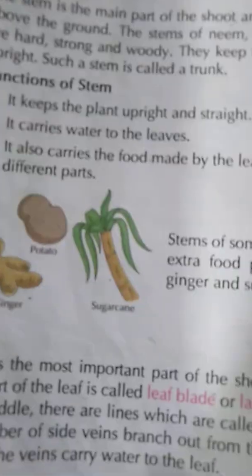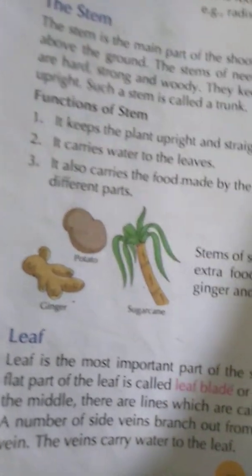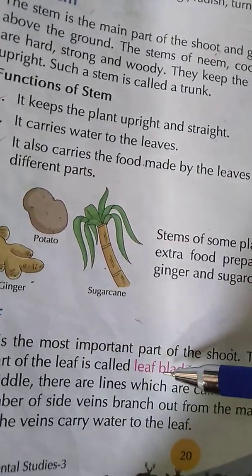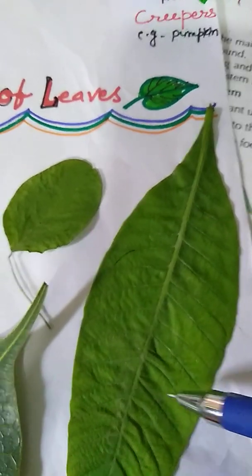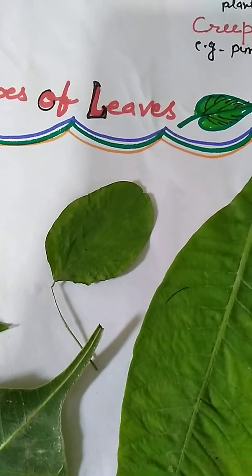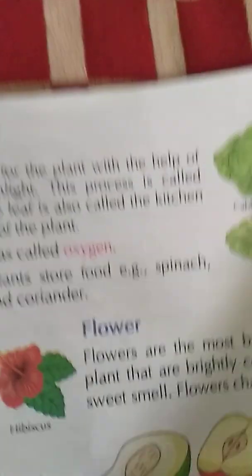Now the next topic is leaves. Leaves are the most beautiful part of the shoot. The flat part of a leaf is called the leaf blade or lamina. These are different types of leaves. The flat and broad part of the leaf is called the leaf blade or lamina, and the main middle line is called the vein.